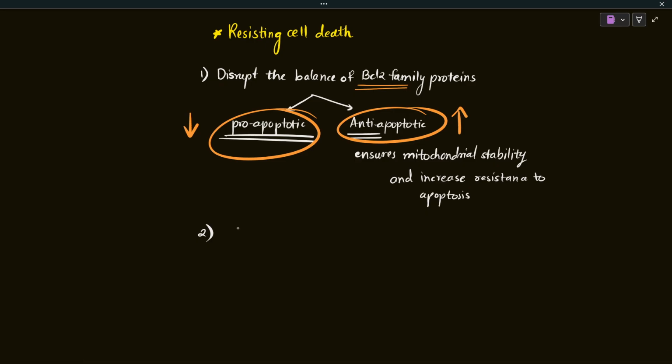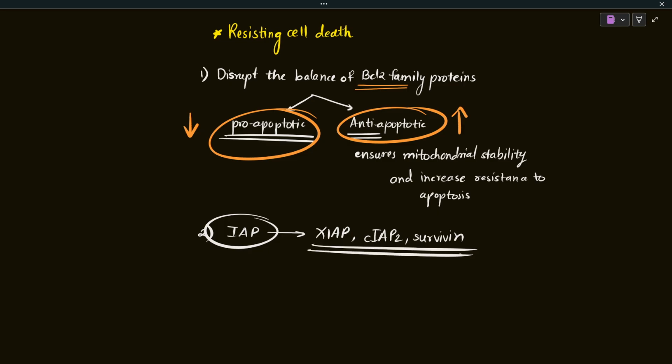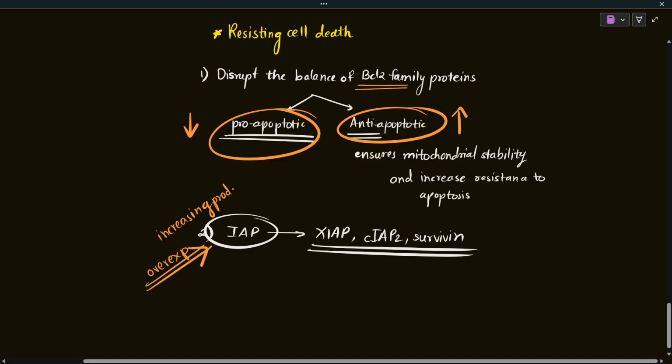The other mechanism to evade apoptosis is to increase the expression of inhibitors, the inhibitory apoptotic proteins known as IAPs. The IAP family proteins are XIAP, CIAP2, and survivin. All of them are inhibitors of apoptosis. Those proteins bind to caspase, and once they bind, caspase is unable to carry out its protease activity. So caspase cannot break down the structural and regulatory proteins, and thus there will be no apoptosis. Overexpressing IAPs ensures tumor progression.